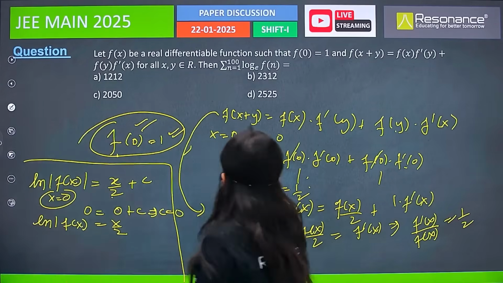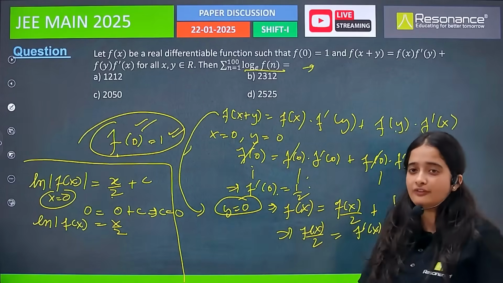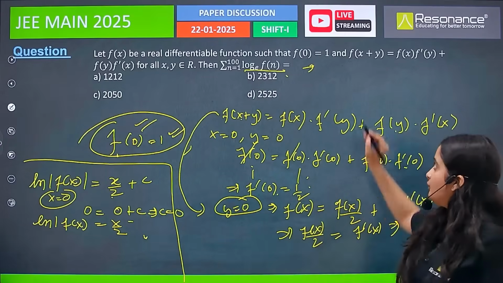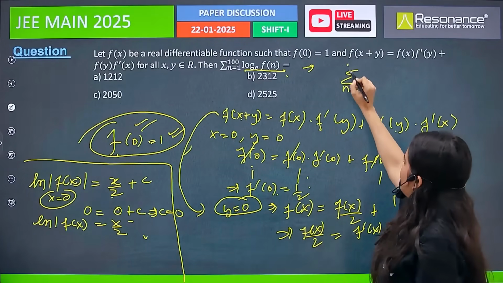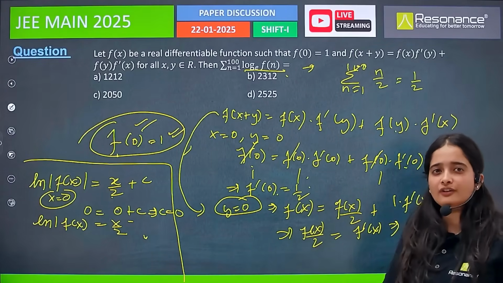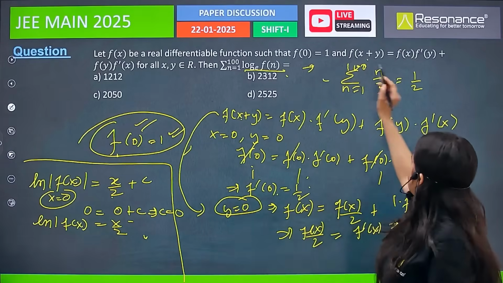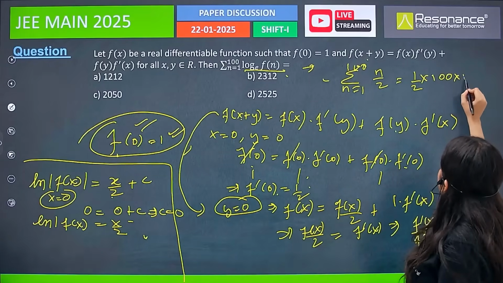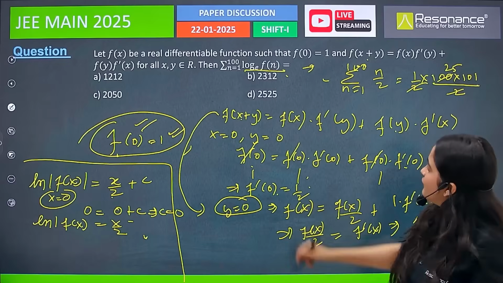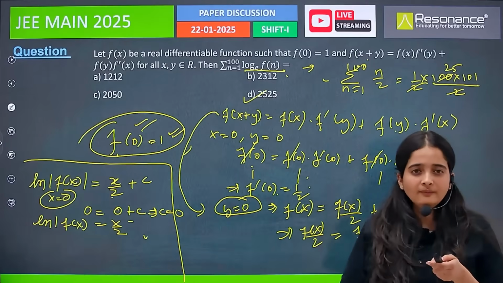Here in the question, ln f of n will be equal to what? ln f of x is x by 2, so ln f of n will be n by 2. Let's substitute. Summation n equals 1 to 100, n by 2, with 1 by 2 outside. Summation n is n into n plus 1 by 2. Now in place of n, I will substitute 100. So 100 into 101 by 2. If I simplify this, 25 into 101 equals 2525. Okay, let's move to the next question.